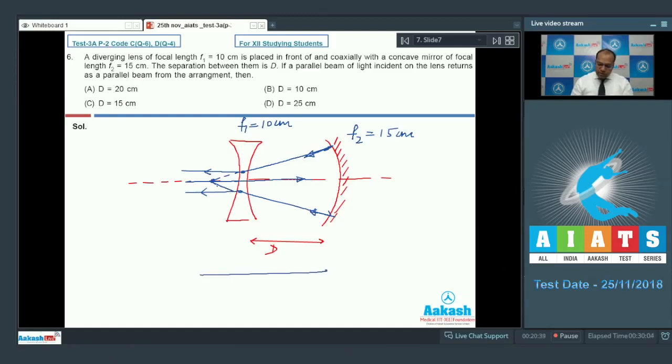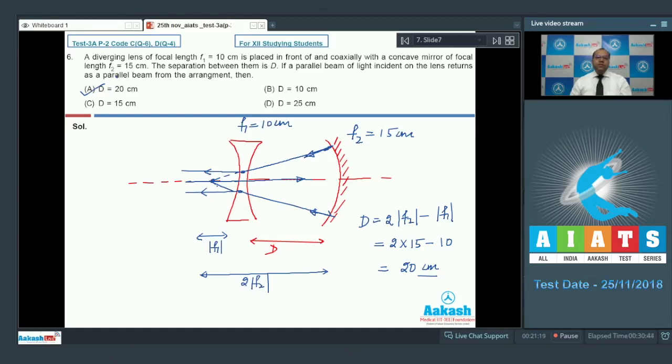This separation is 2 times mod of f2 and this separation is mod of f1. So in order to calculate D, it must be equal to 2 times mod of f2 minus mod of f1. So f2 is 15 cm minus f1 is 10 cm, so it comes out to be 20 cm. So the correct option is option A. So the correct answer for question number 6 is option A.